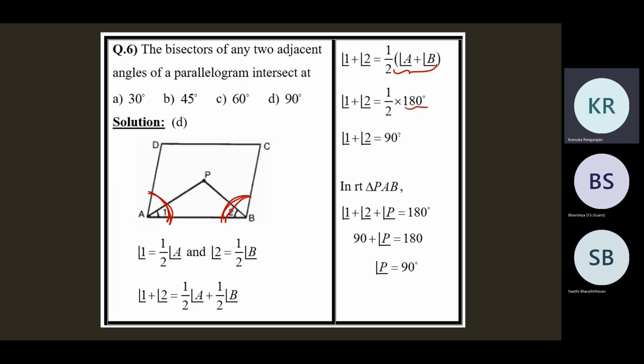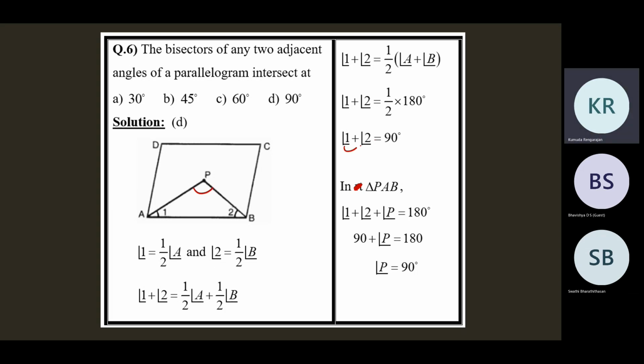So you'll get 1 plus 2 is 90. Now take up this triangle APB. In triangle APB, or PAB, angle 1 plus angle 2 plus angle P, this is angle P, is equal to 180.